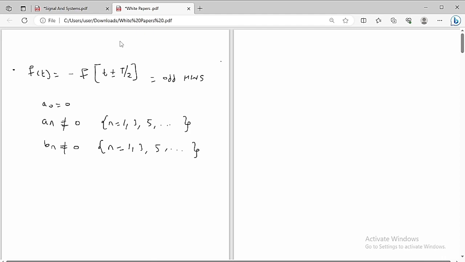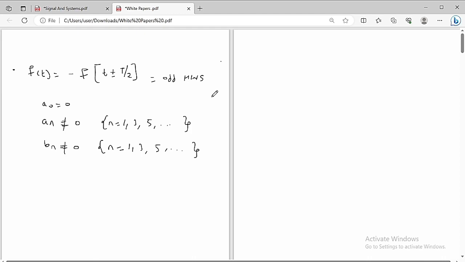So we can also say in another fashion, An is equal to 0 for even values of n, Bn is equal to 0 for even values of n. Simply, right? So we can say An not equal to 0 for odd values of n, Bn not equal to 0 for odd values of n, or An is equal to 0 for even values of n and Bn is equal to 0 for even values of n. So this is called the odd half-wave symmetry. So f of t is equal to minus f of t plus or minus T by 2. If any signal satisfies this property, then it is called odd half-wave symmetry. So this point you have to keep in your mind.